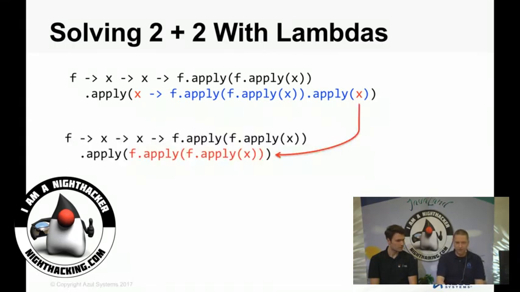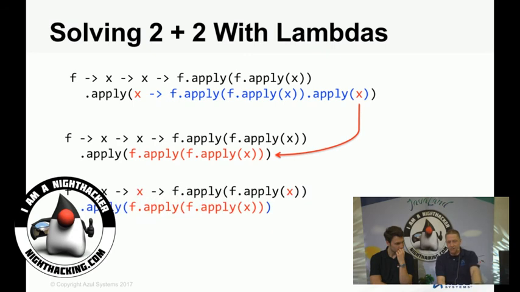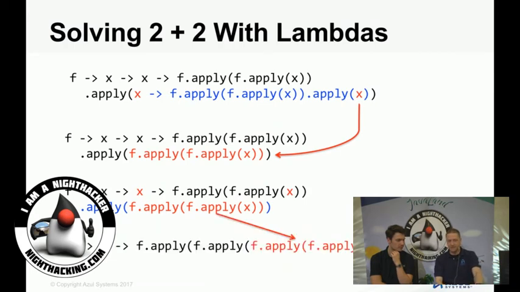So that's straightforward. And then finally, we have the bit where we need to take x, but x in this case is represented by a more complex expression, which is f.apply of f.apply of x. So we replace x with that lambda expression, and we get f goes to x goes to f.apply of f.apply of f.apply of f.apply of x, which is 4. So we have proved that 2 plus 2, using only lambda expressions, is 4.